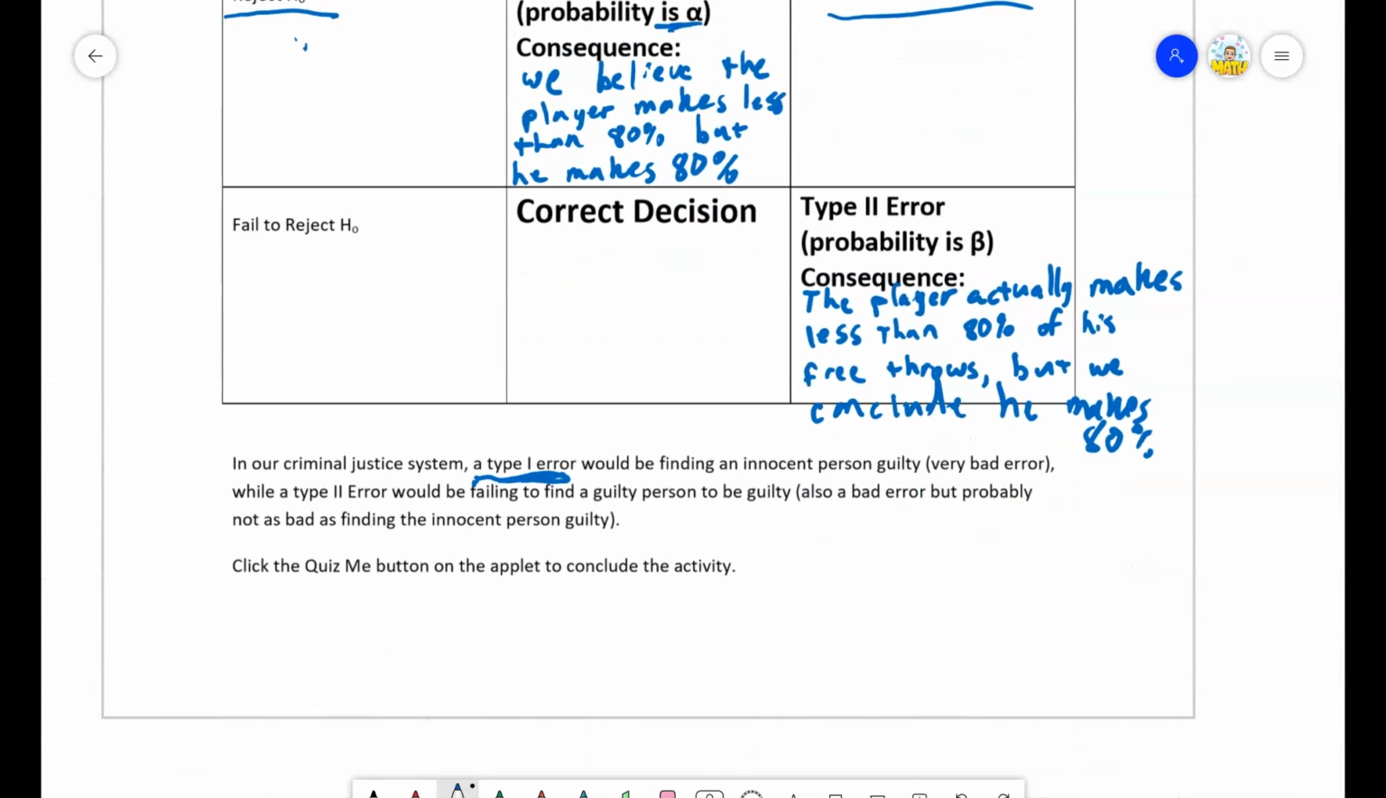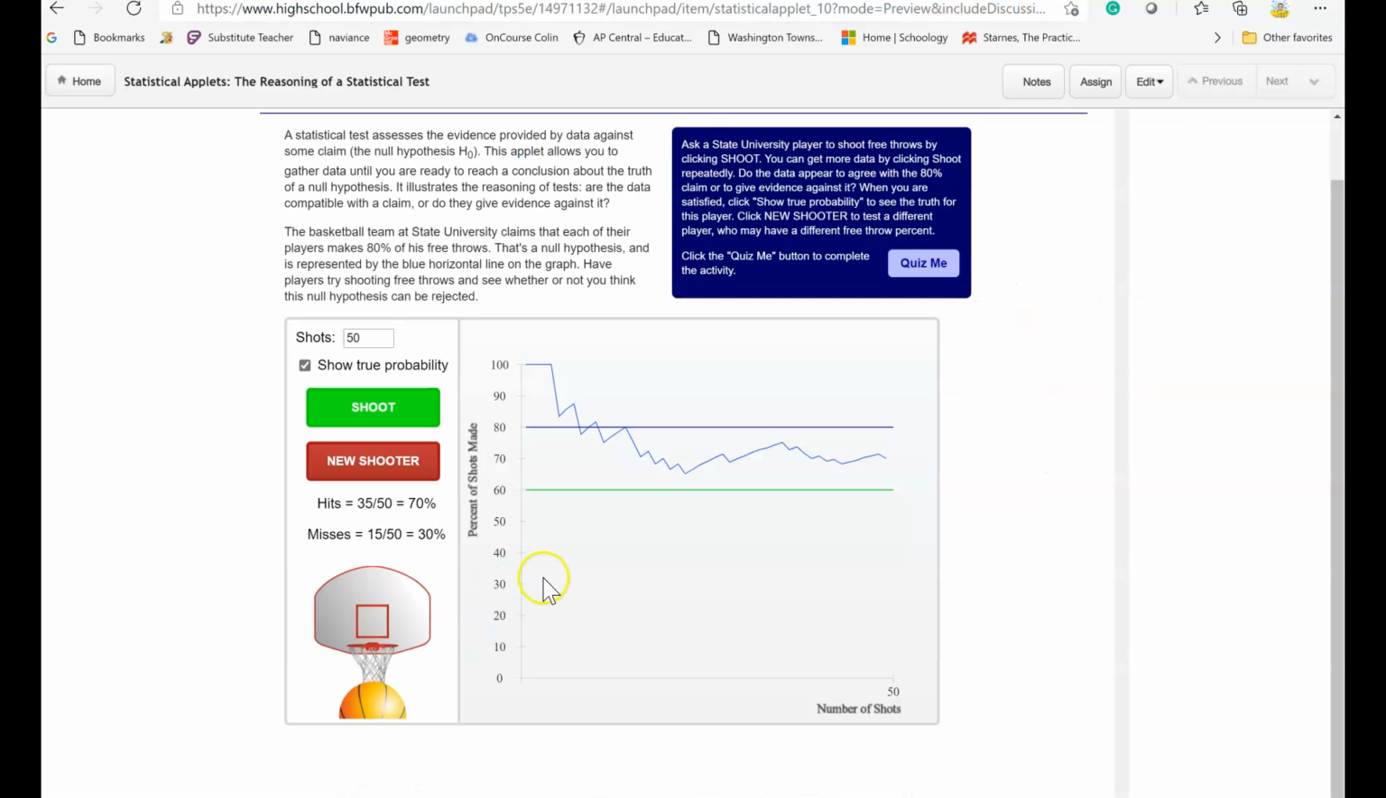So, what I want you to do now is jump on our website applet and run through this trial one time, answer those questions, and then use the Quiz Me button up here at the top. I want you to click on that Quiz Me button and answer those questions.